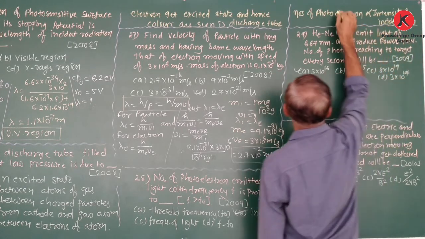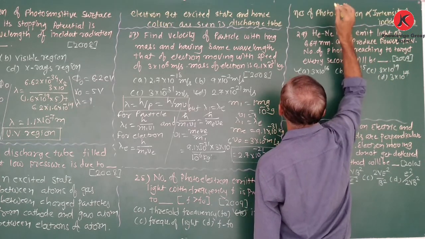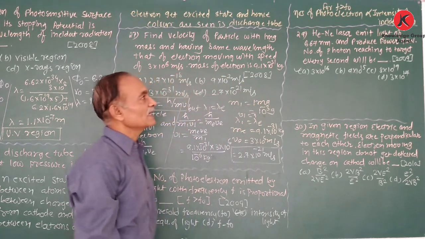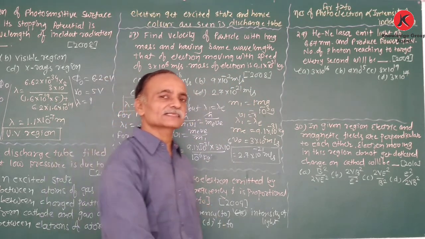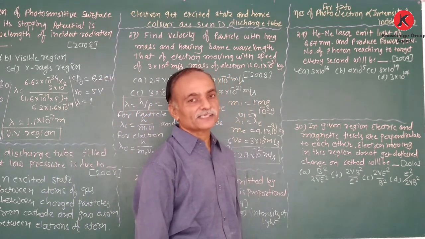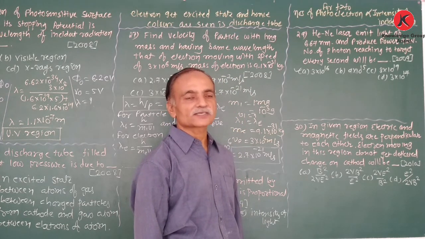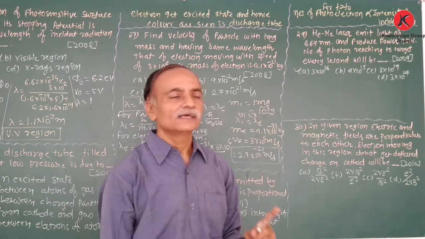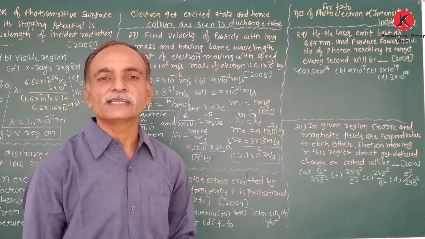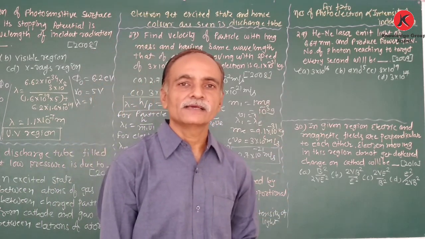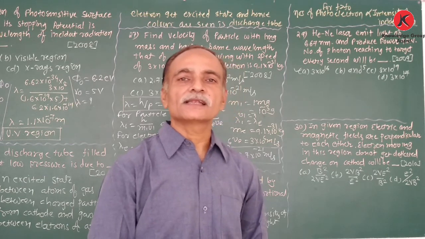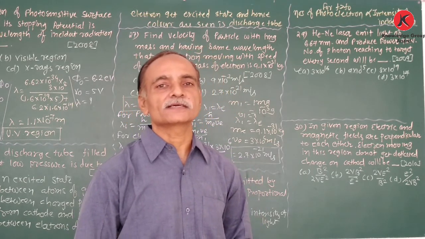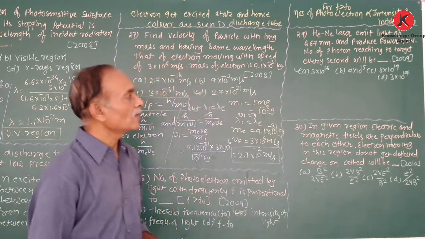For which condition? For f greater than f0. The frequency of the incident light must be greater than the threshold frequency. After that, the number of photoelectrons produced, and hence the photoelectric current obtained, is directly proportional to the intensity of incident light. As the intensity of incident light increases, the photoelectric current also increases. Clear? Okay.